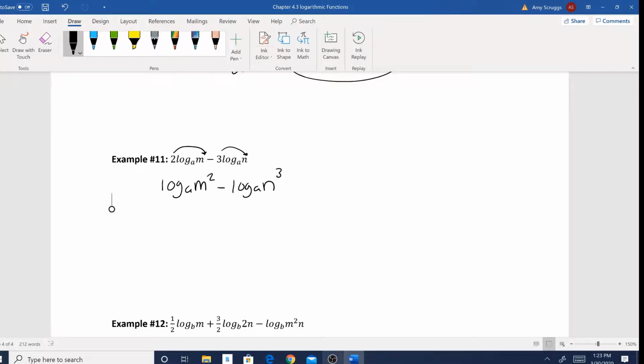Now let's turn this into a division problem. So we're going to have log base a of m squared over n to the third, and that's your final answer. And again, remember at the end you want to be left with one log, not multiple logs. So we don't want 2, we want just 1, with everything else right here like this.